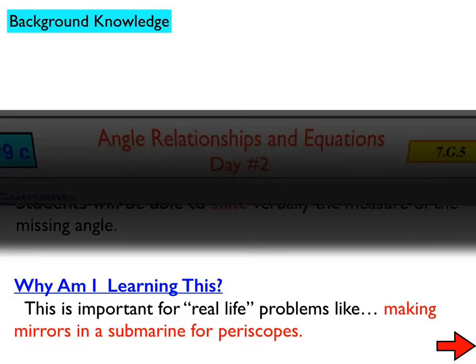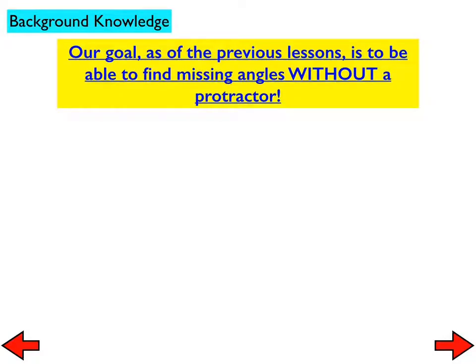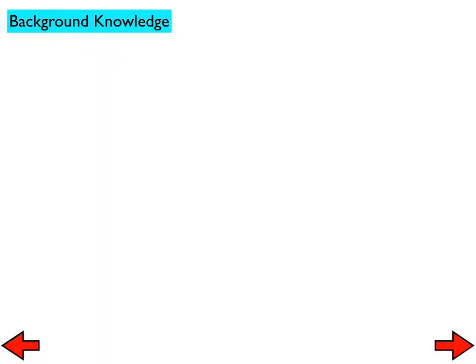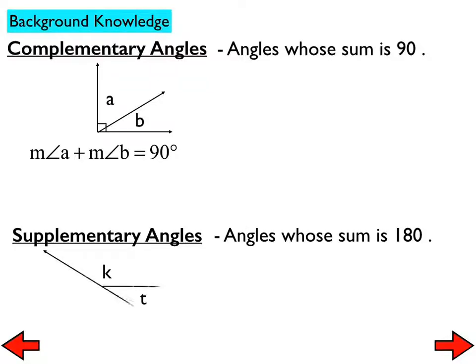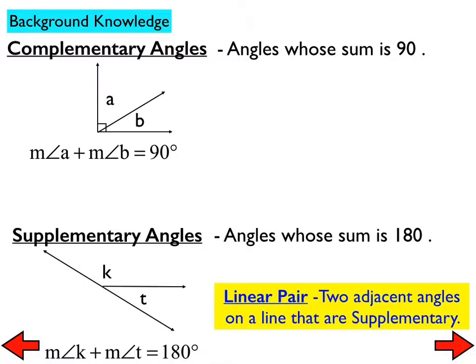So, a little bit of background knowledge. Our goal as of several lessons ago is to be able to find missing angles without a protractor. We talked about complementary angles. Typically, that's what a picture looks like for complementary. Remember, the angles don't have to be adjacent, but complementary angles have a sum of 90 degrees. Supplementary angles, typically the picture looks like that. They don't have to be adjacent angles, but most of the time we have situations like this. But supplementary angles are angles that have a sum of 180 degrees.